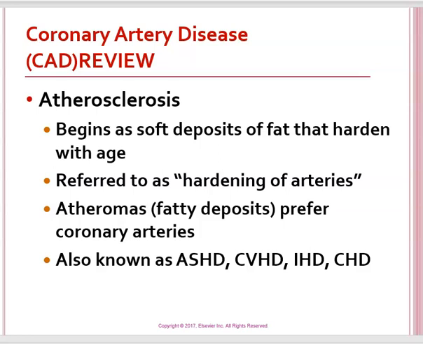Atherosclerosis, deposits of fat that harden with age. It's an ongoing process, and this is also known as arteriosclerotic heart disease, cardiovascular heart disease, idiopathic heart disease, and chronic heart disease. So if you need to refresh, please go back and take a look at what you learned about this in level 2.